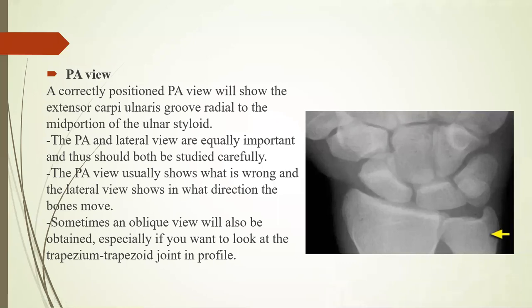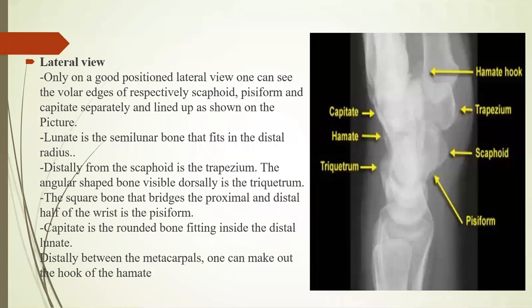The PA and the lateral view are equally important and thus should both be studied carefully. The PA view usually shows what is wrong and the lateral view shows in what direction the bone moved. Sometimes an oblique view will also be obtained, especially if you want to look at the trapezoid joint in profile. On a well-positioned lateral view, one can see the volar edge of the scaphoid, pisiform, and capitate separately, lined up as shown on the picture.